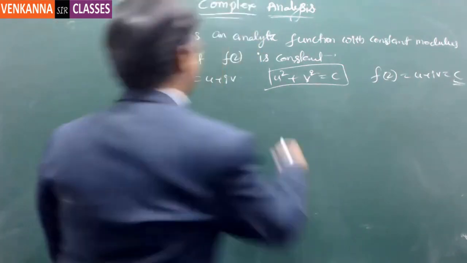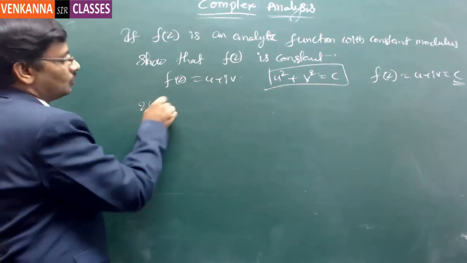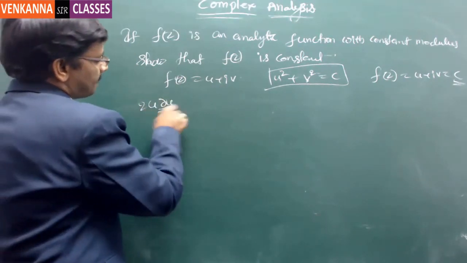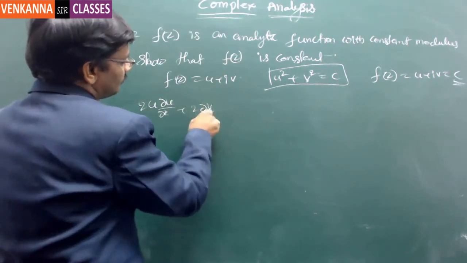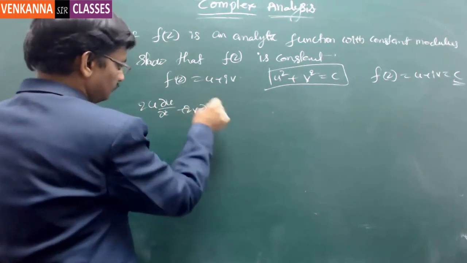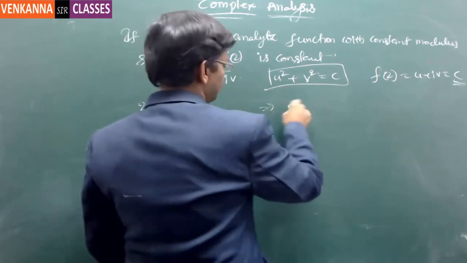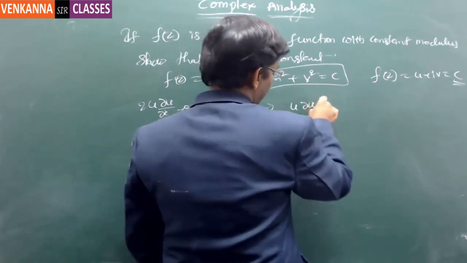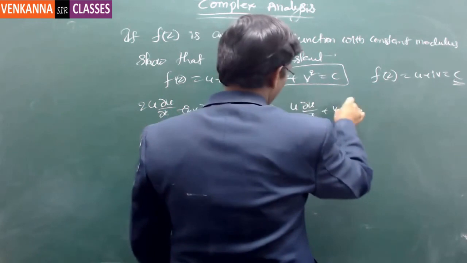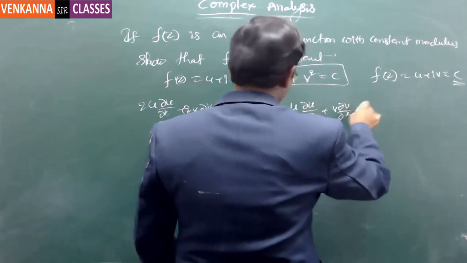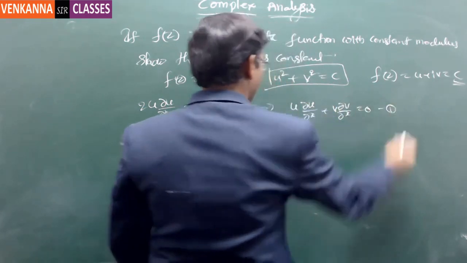See this. If you take the derivative of it, this is 2u ∂u/∂x plus 2v ∂v/∂x equal to 0, which implies u ∂u/∂x plus v ∂v/∂x equal to 0. This is equation number 1.